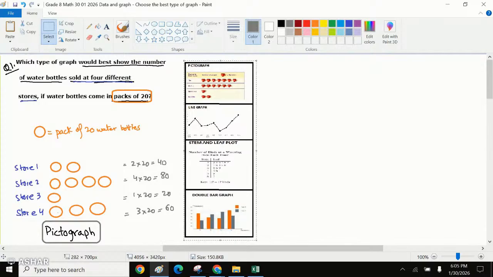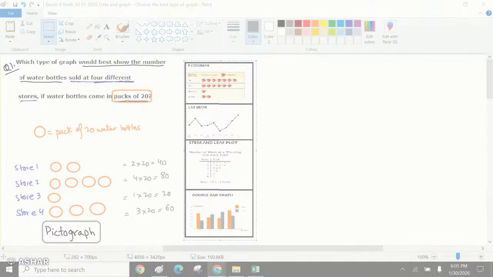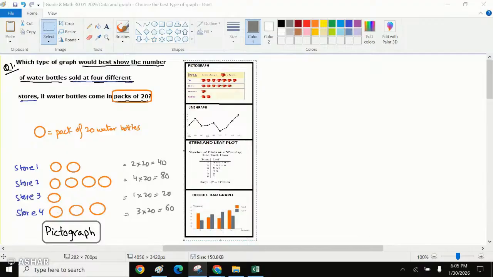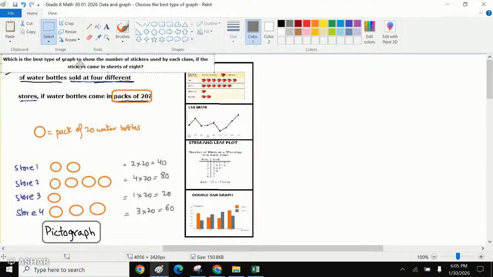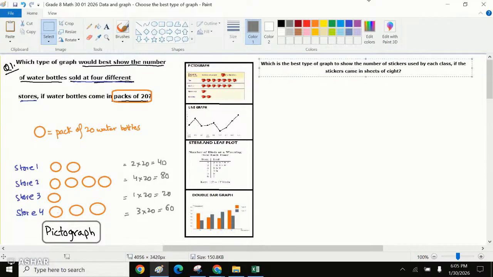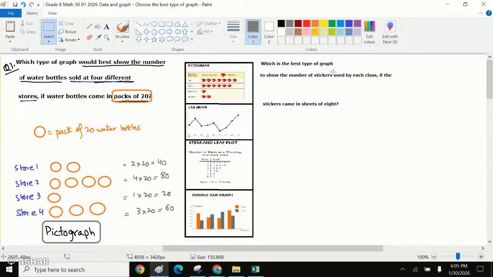to which kind of a graph it would be. So the next question we have is, which is the best type of graph to show the number of stickers used? Let me just copy this. The question number 2 says, this is the given information that we have. If they are coming in packs of 2, packs of 3, packs of 4, right? If they're coming in a group of, then we would always use a pictograph. Okay, let's just rearrange this.